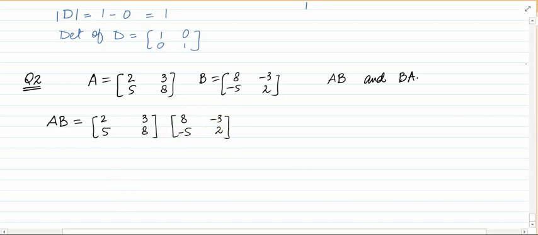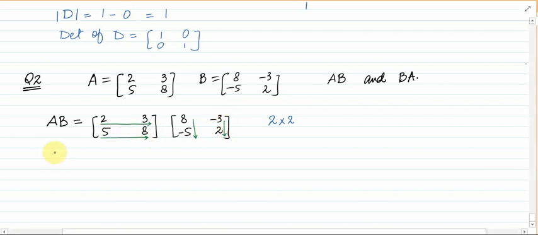Like I have told you, the first step is always to check the condition. Both matrices have the same order of 2 by 2, right? The condition is valid, so we can multiply, and before multiplication you need to draw the arrows. The first one always has a horizontal arrow and the next one always has a vertical arrow.